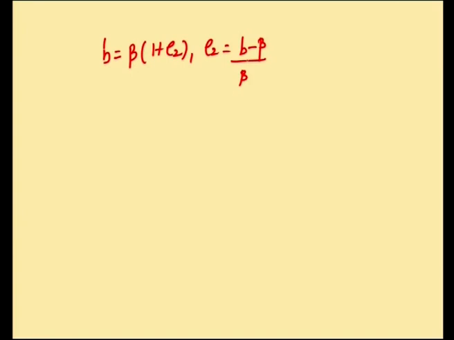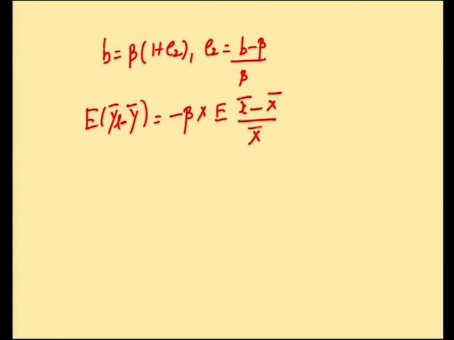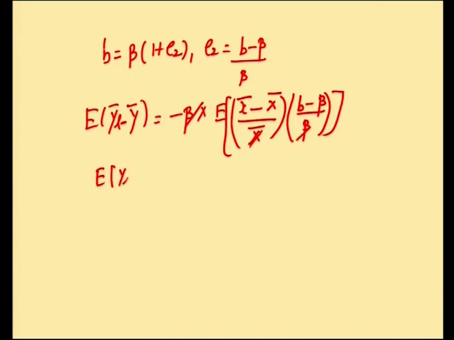And substituting this in expectation of YL bar minus y bar, we get minus beta x expectation of x bar minus capital X bar divided by capital X bar into b minus beta divided by capital beta, and on simplifying we get expectation of YL bar minus y bar is equal to minus expectation of x bar minus capital X bar into b minus beta.